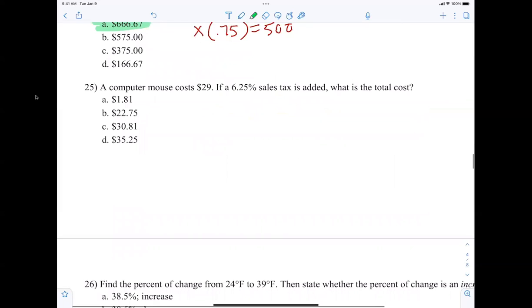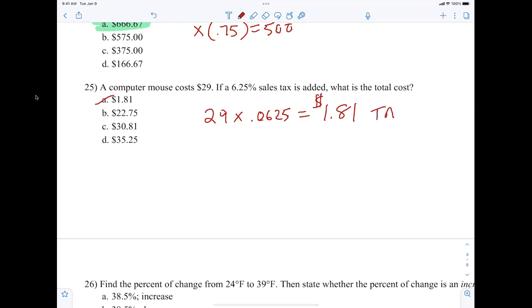All right, 25. A computer mouse costs $29. If a 6.6% sales tax is added, what is the total cost? Could the total cost be A? That wouldn't make any sense. But I have to take 29 and multiply it by what number? 0.0625. Everybody do that for me. And is that $1.81? Yes. What does $1.81 represent? The sales tax.